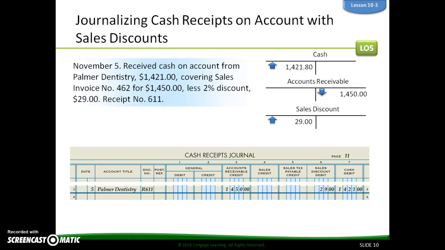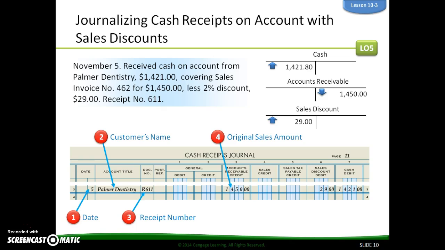sales discount. So on the 5th, Palmer Dentistry, receipt 611, accounts receivable credit for $1,450, because we're going to go ahead and use the original sales amount. We then have our sales discount debit and our cash debit. So the sales discount and the cash add up to the accounts receivable.